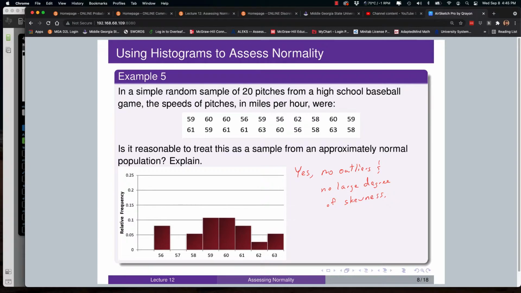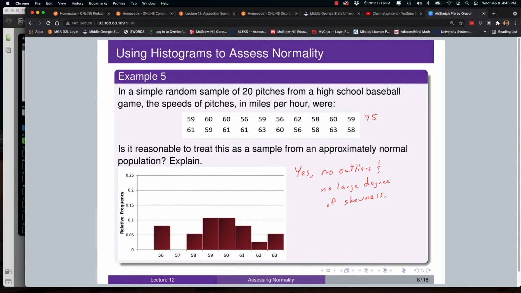So if there was another data value in here, and the kid pitched, say, 95 miles per hour, then that would be way out here somewhere, right? We'd have one little bar way out here at 95. That would be what we'd consider an outlier in a histogram. It has to stand out well beyond all the other data values.